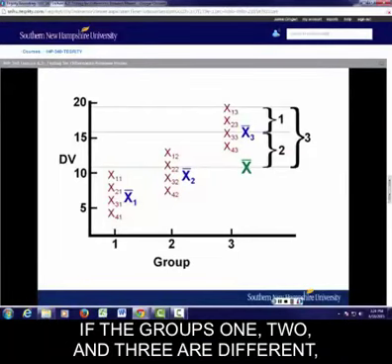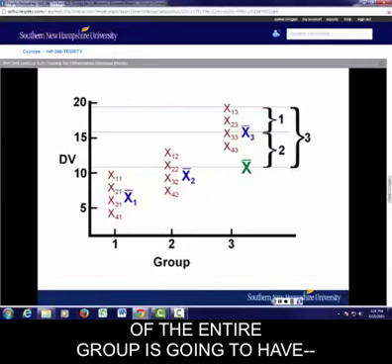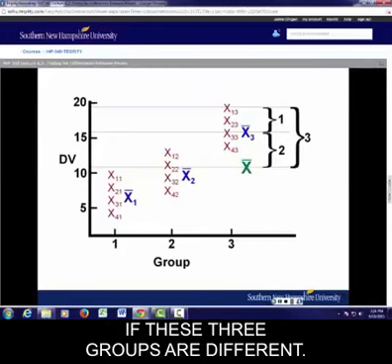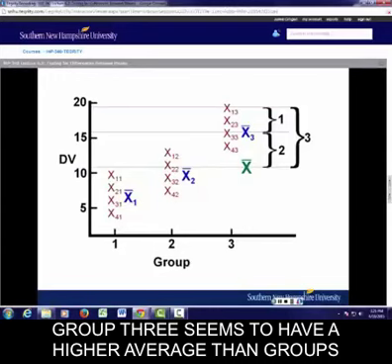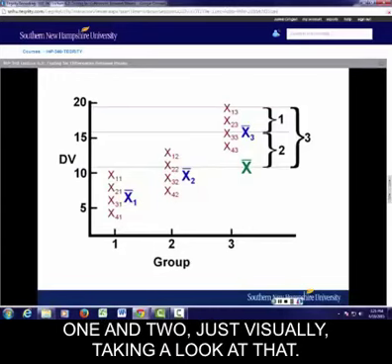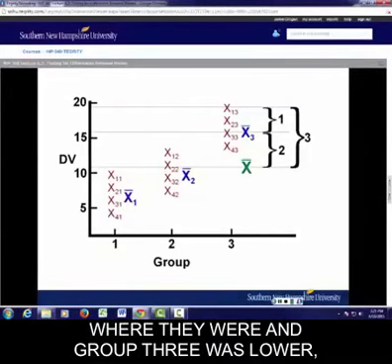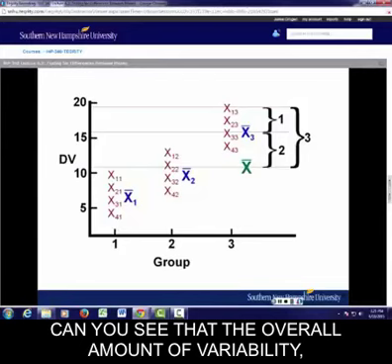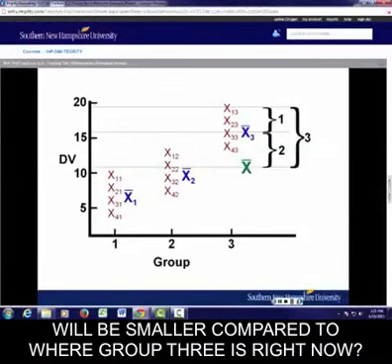If the groups 1, 2, and 3 are different, you're going to see that the overall standard deviation of the entire group is going to be a bigger standard deviation. There's going to be more variability if these 3 groups are different. So just take a look at the picture. Group 3 seems to have a higher average than groups 1 and 2, just visually taking a look at that. If it didn't, let's say groups 1 and 2 were where they were, and group 3 was lower, about the level of where group 1 is. Can you see that the overall amount of variability, the overall spread in the scores will be smaller compared to where group 3 is right now?